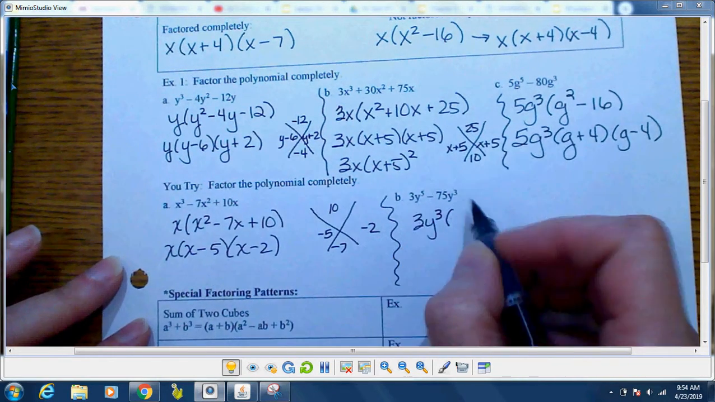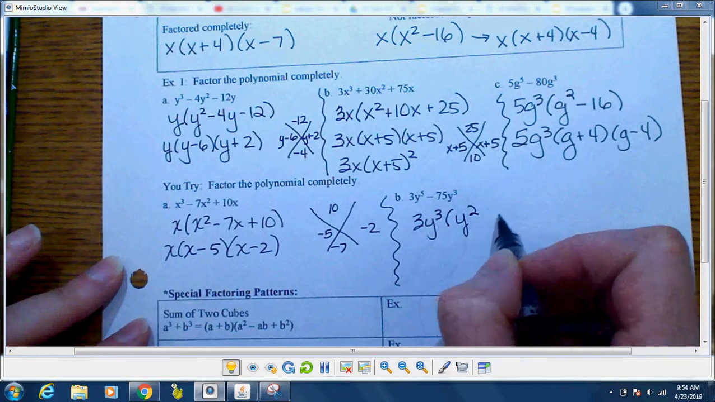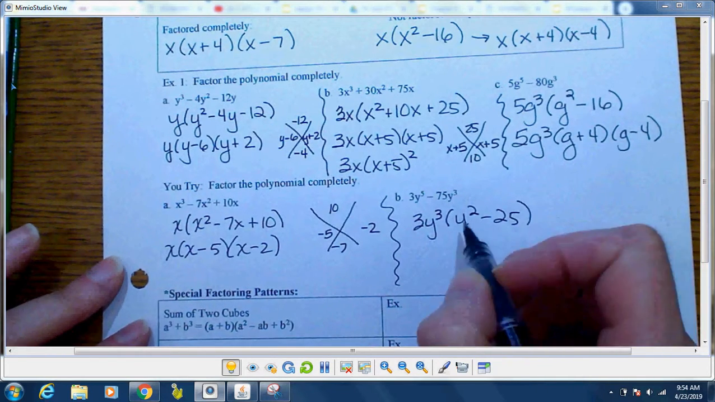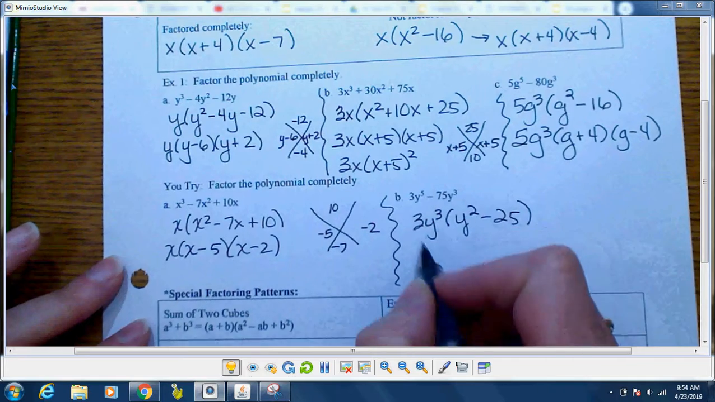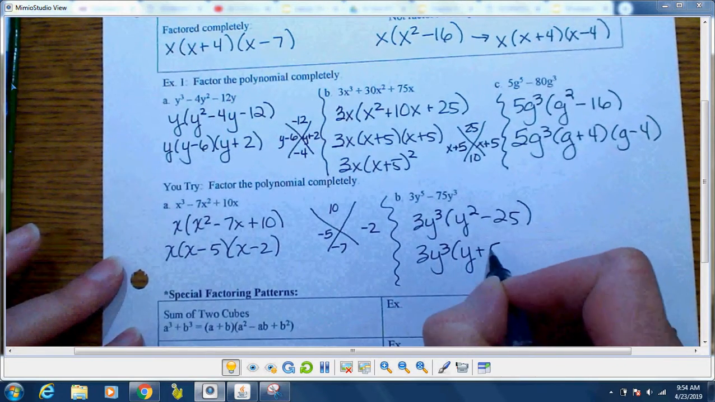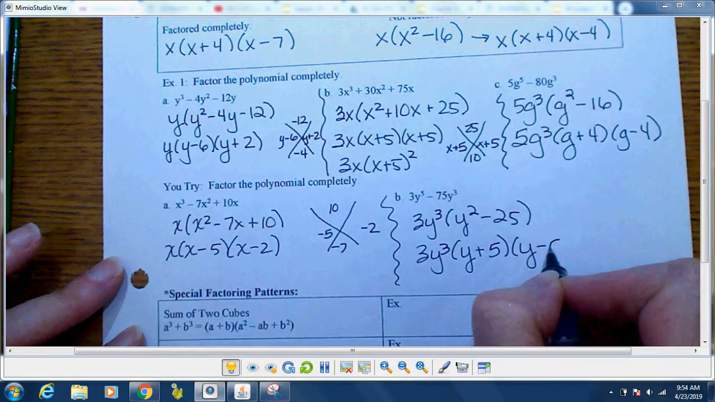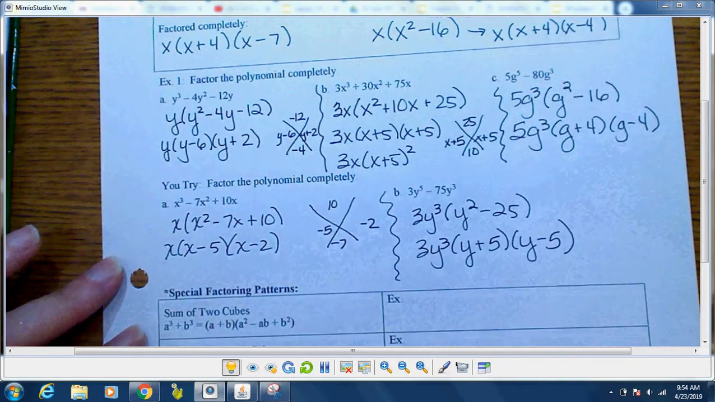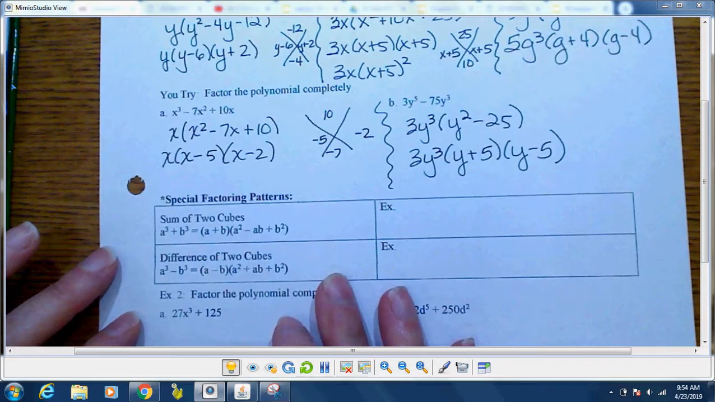When I factor that out, I get a y squared, and I get minus 25. That's the difference of two squares. So the square root of 25 is 5, so the pattern is y plus 5, y minus 5. Okay. All right, here's some more patterns.